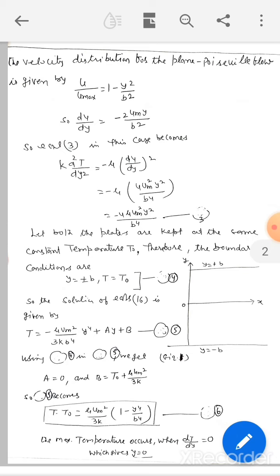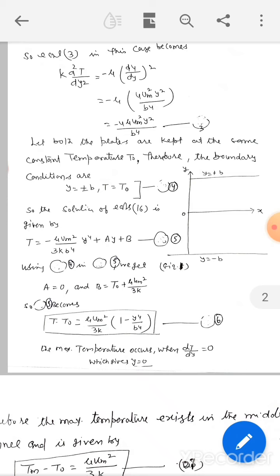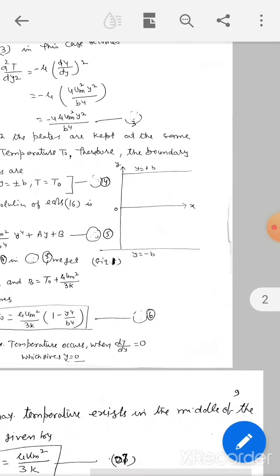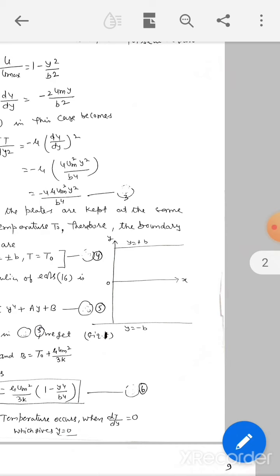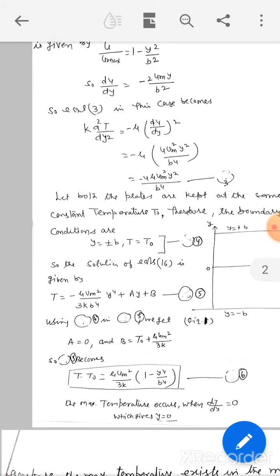So equation 3 in this case becomes kappa into del square T by del y square is equal to minus mu into du by dy whole square. This is equal to minus mu into 4 Um square y square upon b4, which is equal to minus 4 mu Um square y square upon b4. This is the diagram when both plates are at rest: the lower plate at y equal to minus b, the upper plate at y equal to plus b, the flow is in the x direction, and the flow is due to a constant pressure gradient.